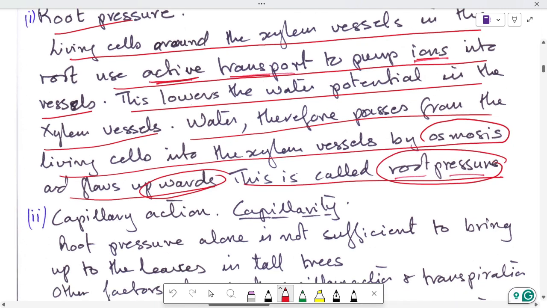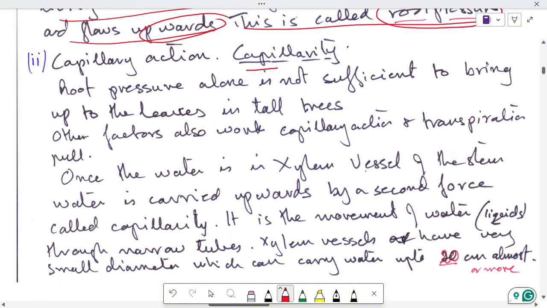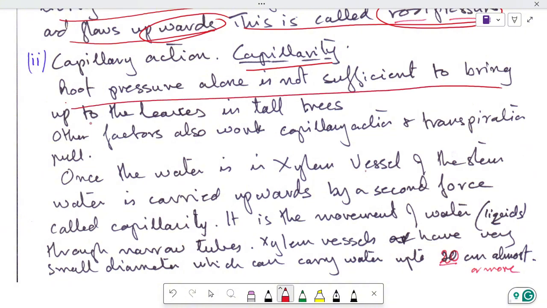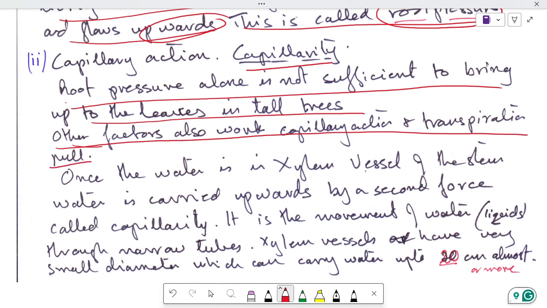Now, capillary action, also called capillarity, is the property of liquids by which they travel some distance up very narrow capillaries. Root pressure alone is not sufficient to bring water up to the leaves in tall trees. Rather, root pressure can take water up only for very small plants. Other factors also work: capillary action and transpiration pull. These are the other factors besides root pressure.